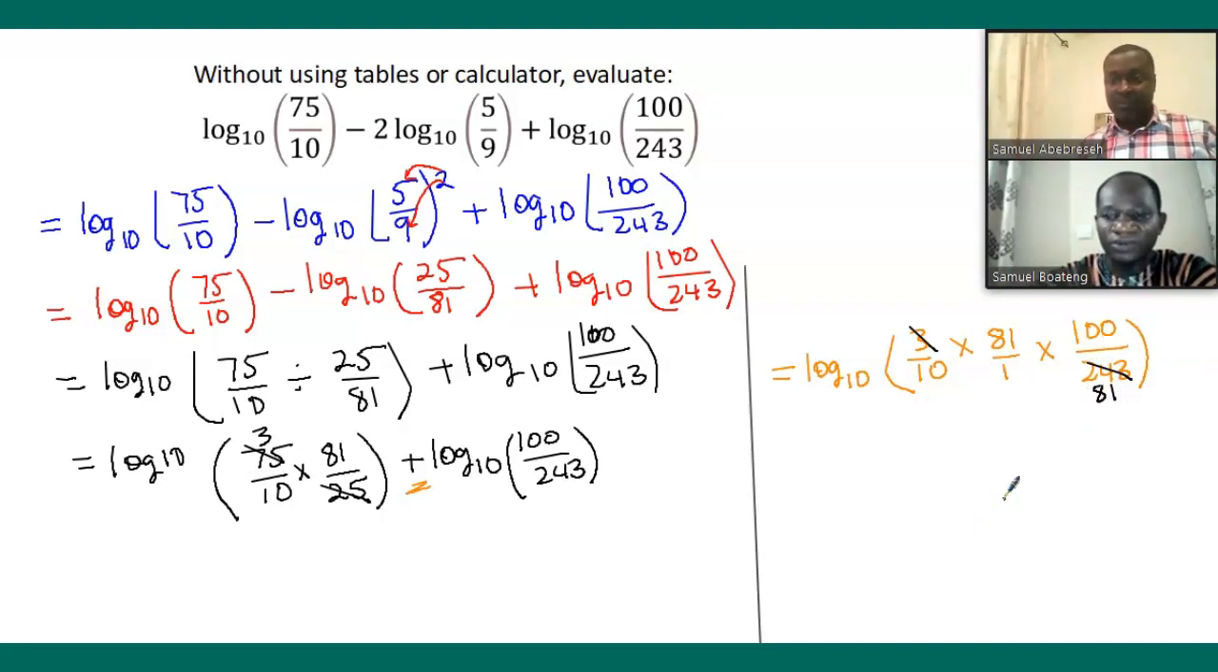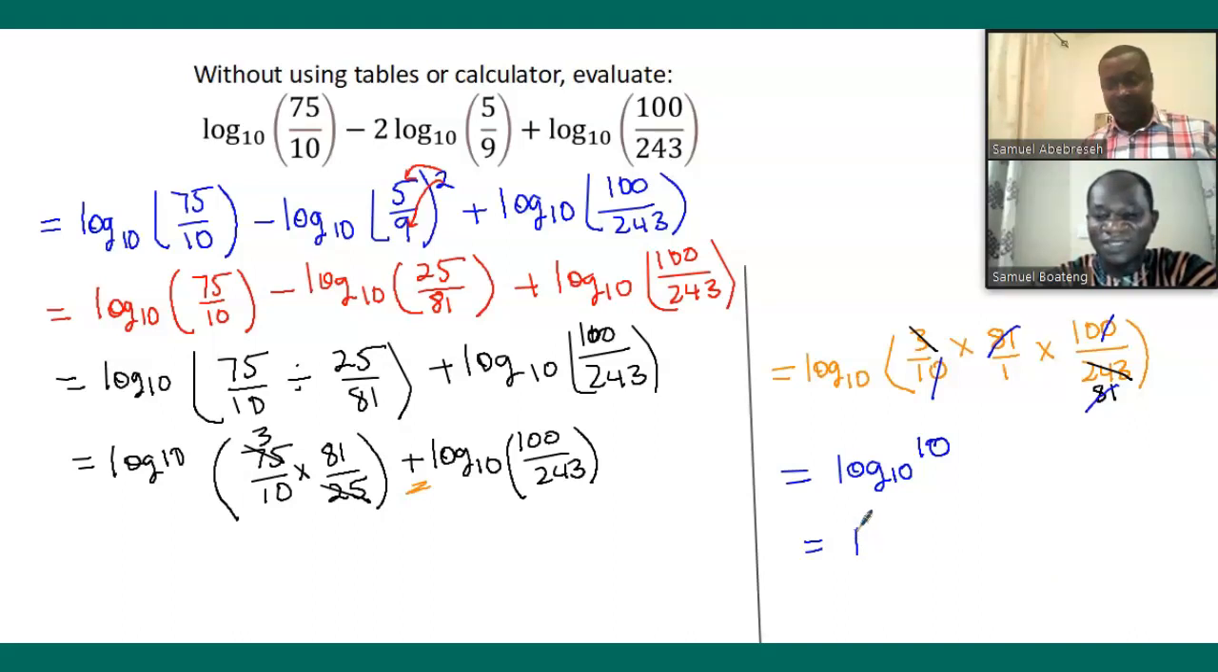And then 81 will cancel 81. Then the 0 will cancel one of these 0s. Yes, so you have log 10 to the base 10. And so, according to one of the properties, log of a number to the base of the same number is always equal to 1. So log 10 to the base 10 will be equal to 1.